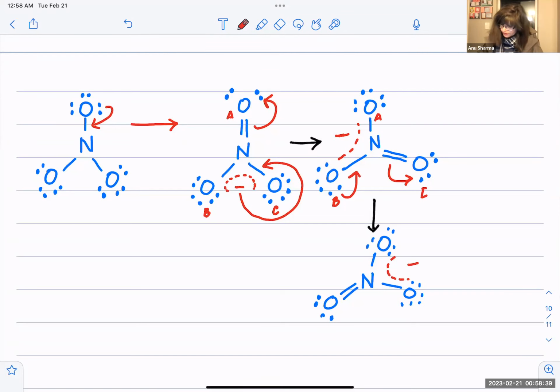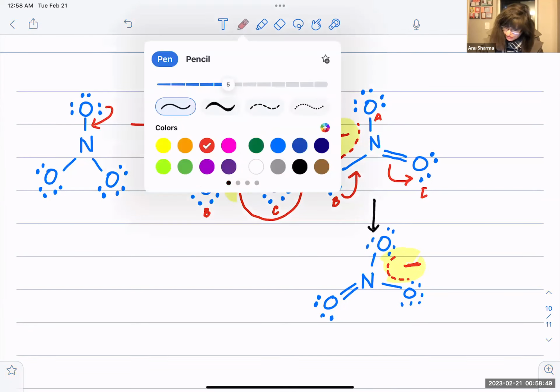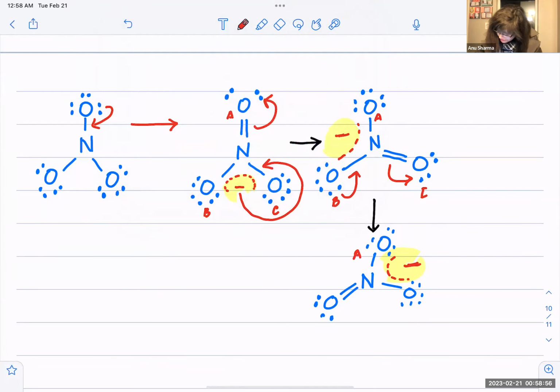So you see the charge was initially between B and C, then the charge goes between A and B, and then it comes between C and A. So the charge moves in all these different places. Let me label this again. So this was A oxygen, B oxygen, and C oxygen.